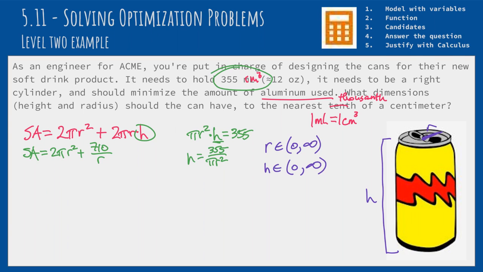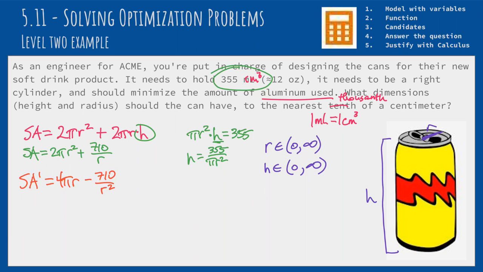Now we want to take the derivative. So we want to figure out the candidates for when the amount of aluminum we use is going to be the smallest. So the derivative of the surface area is going to be 4 pi r. And then this is 710 r to the negative 1, so it's going to be negative 710 r to the negative 2.